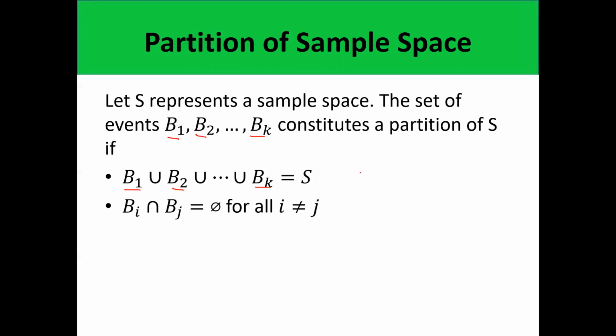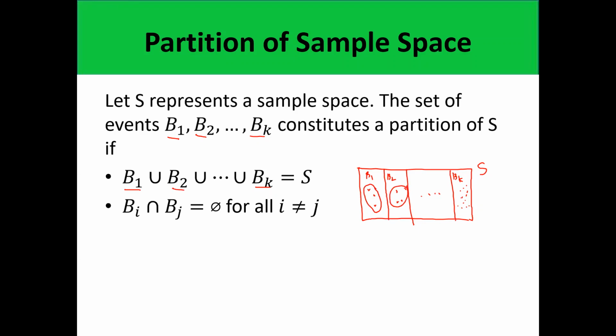We can think of this as a Venn diagram wherein the rectangle represents the sample space S. The partition divides this rectangle into several rectangles that represent the events B1, B2, up to B sub k. If you get the union of the elements of each of these events, then the union will be the sample space S. And observe that each pair of events B sub i and B sub j do not have elements in common.